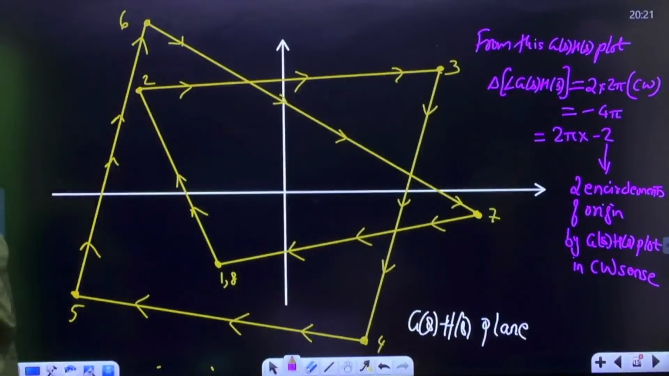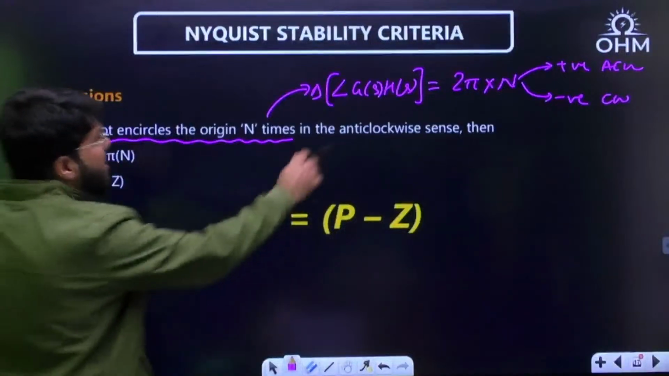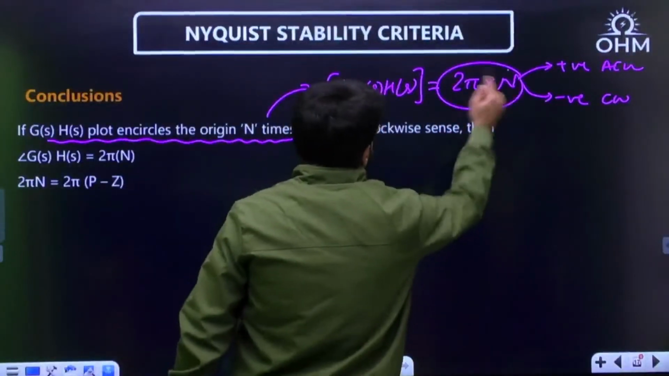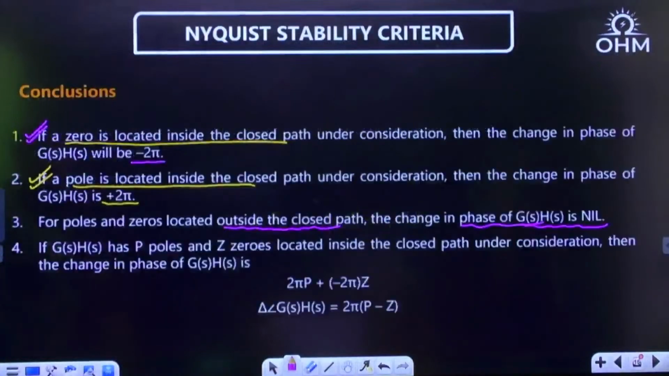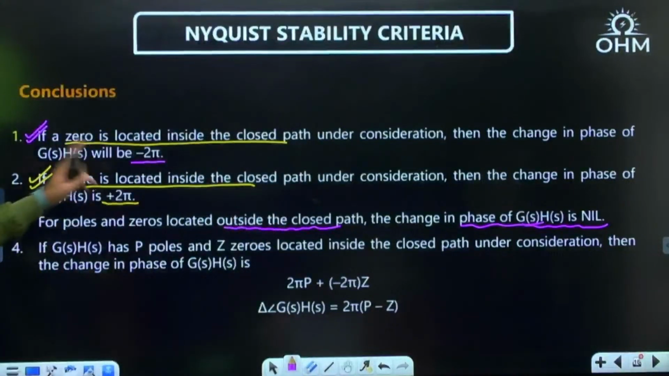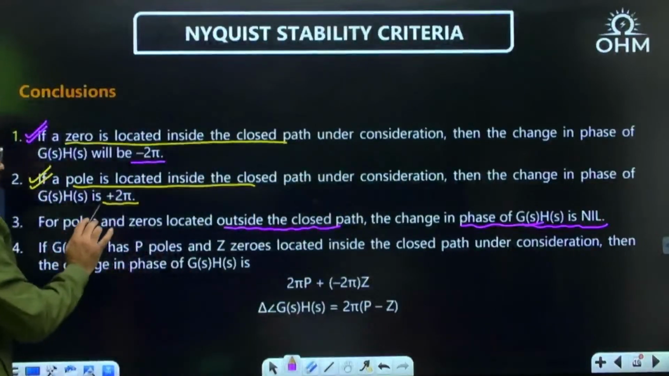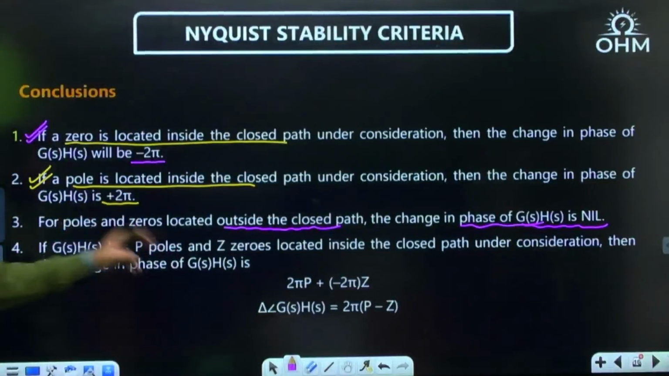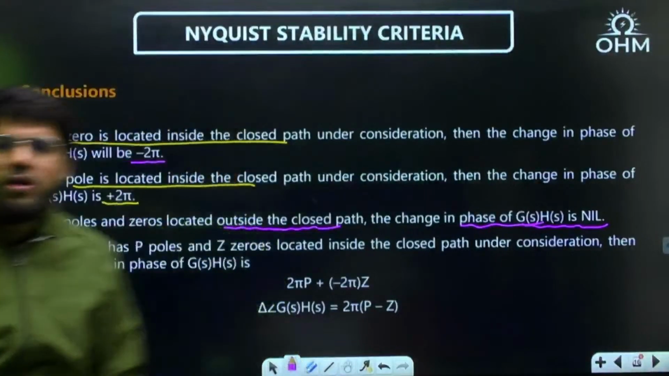Correct, dear? Because two clockwise encirclements. Okay. So change in angle of G(s)H(s) is equal to 2 pi into N. Coming back to the previous three. Previously what I told you, if there is a zero inside the closed path, change in phase minus 2 pi. If there is a pole inside the closed path, change in phase of G(s)H(s) is 2 pi. If pole and zero are outside, then change in phase of G(s)H(s) is nothing, no contribution.